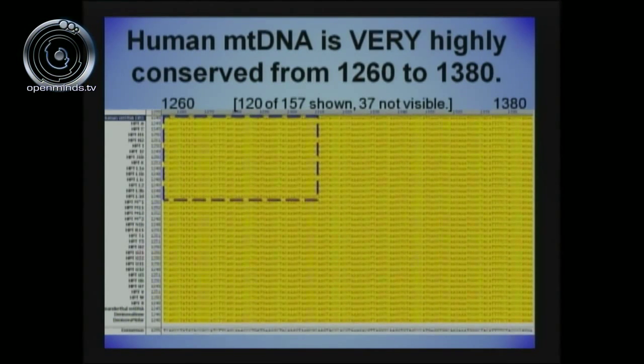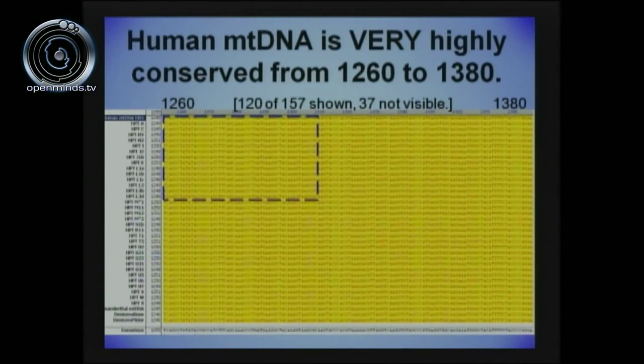Now, this you got to get a grip on. This is so cool. Human mitochondrial DNA is very highly conserved from 1,260 to 1,380. That's all we could get on this sheet and make it look halfway decent. But we can go all 16,000. You can see 16,000 of these things laid out in these software programs. Every single nucleotide is known and understood in the mitochondrial DNA. So this is just a little fragment.